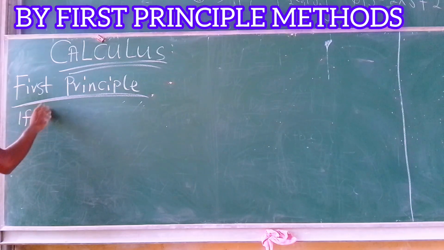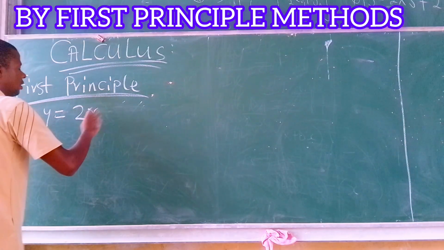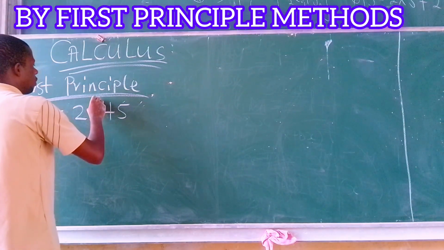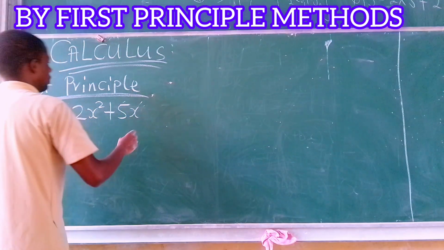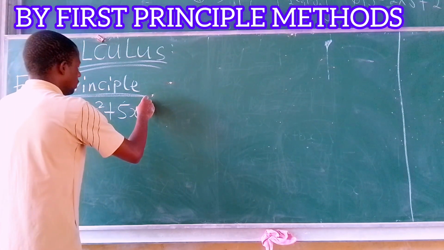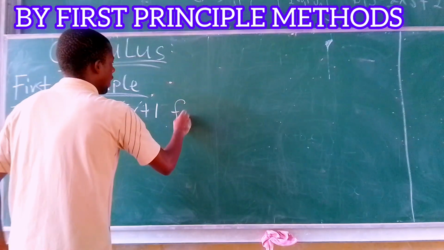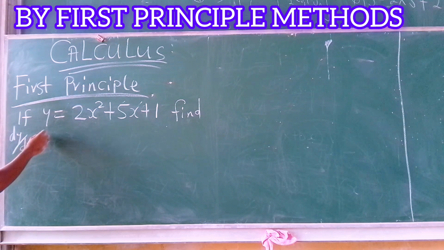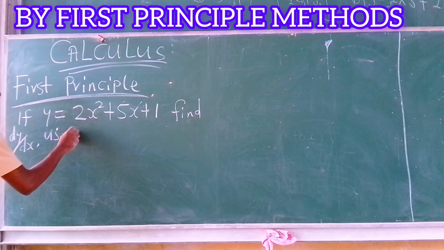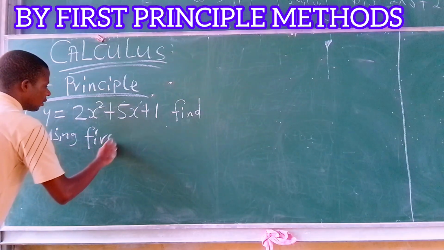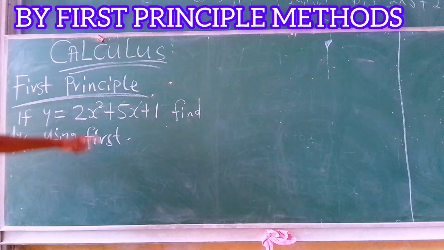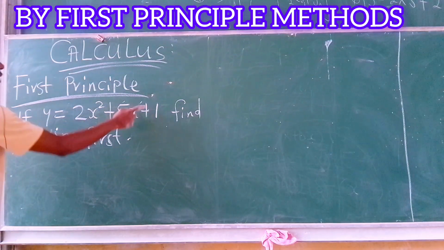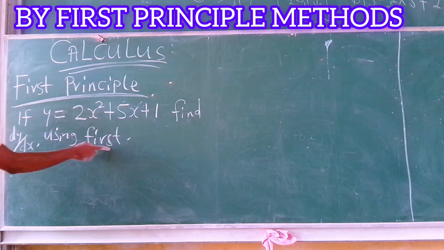Now let's look at the second example. They say if y equals to 2x squared plus 5x plus 1, find divide over the x using first principle. They say you should find divide over the x using first principle. If y equals to 2x squared plus 5x plus 1, find divide over the x using first principle.